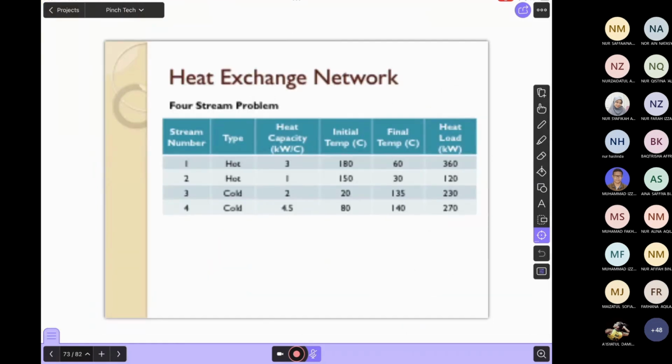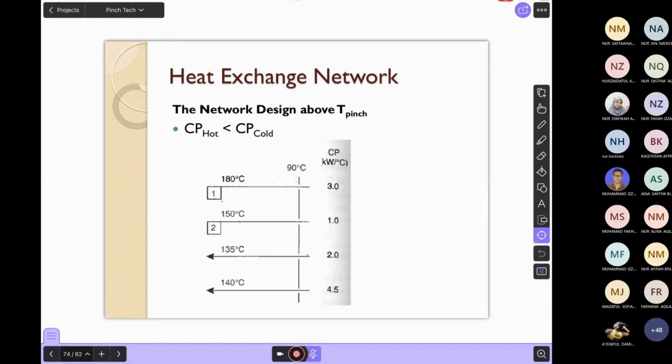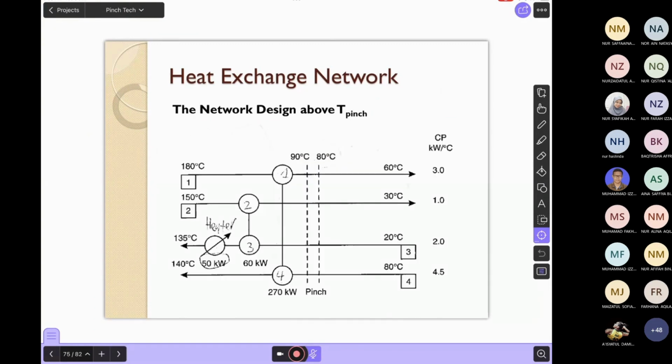Alright. But if you refer to this example, so dia buat apa? Dia cuma hasilkan berapa heat exchanger? Cuba kira. Berapa heat exchanger? Gambar dia depan mata tu. Heat exchanger only have 2 stream. 1 hot stream, 1 cold stream. That is the theory. Berapa heat exchanger here? Tengok gambar betul-betul.